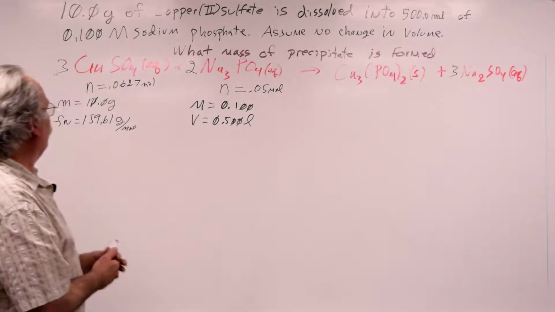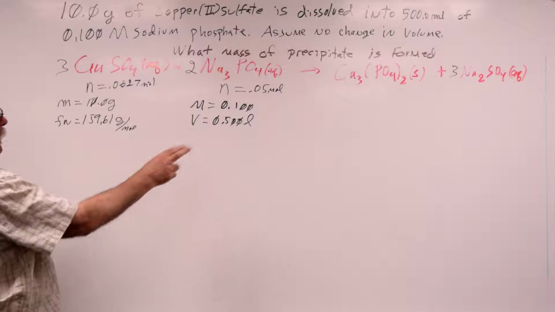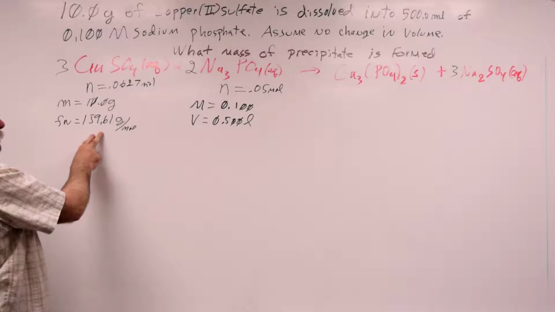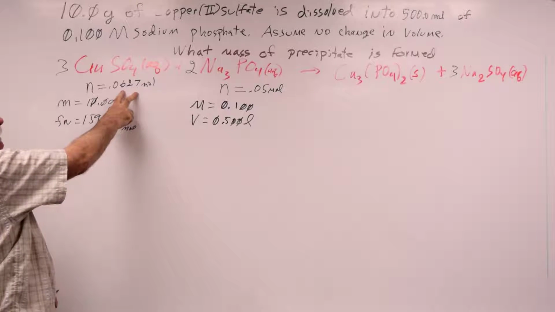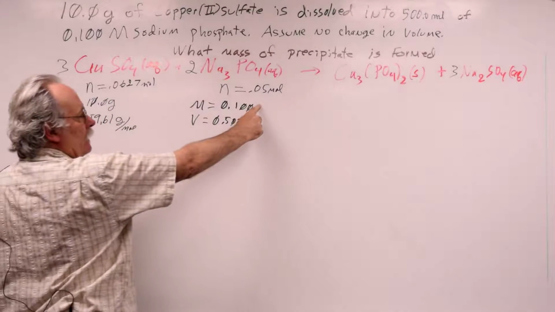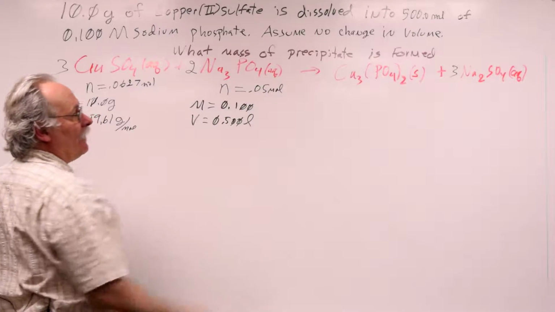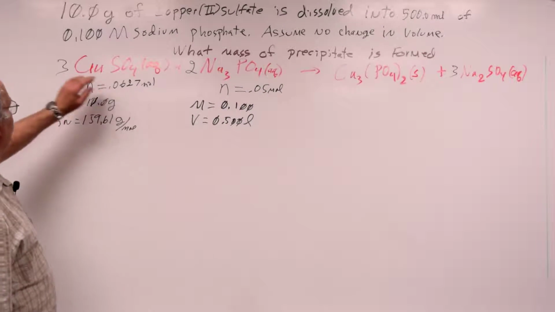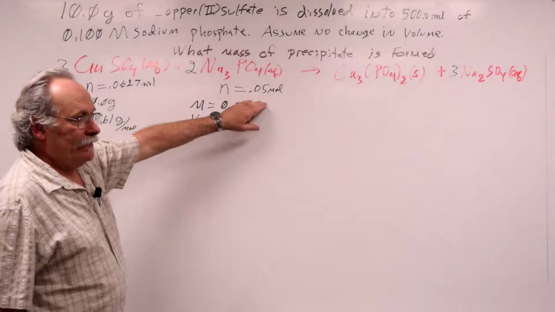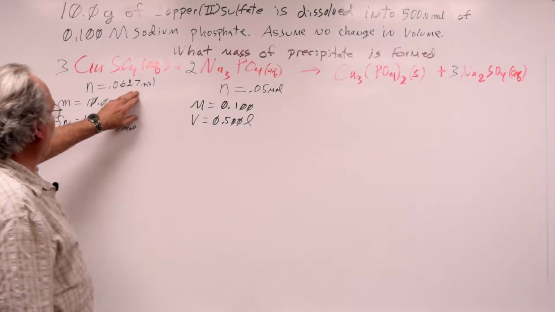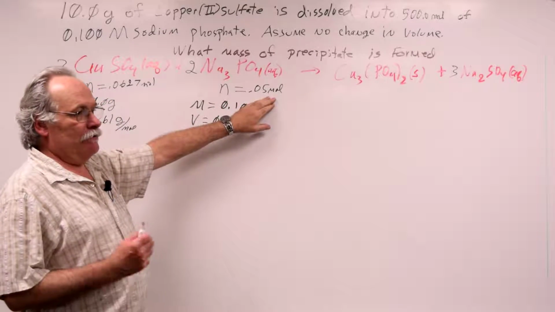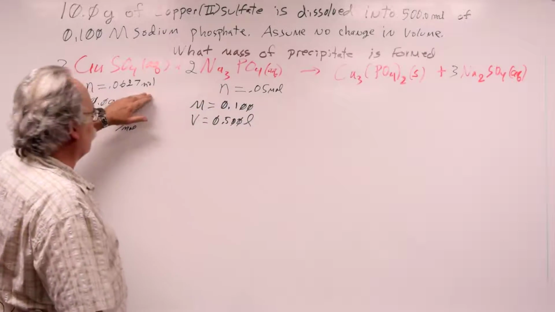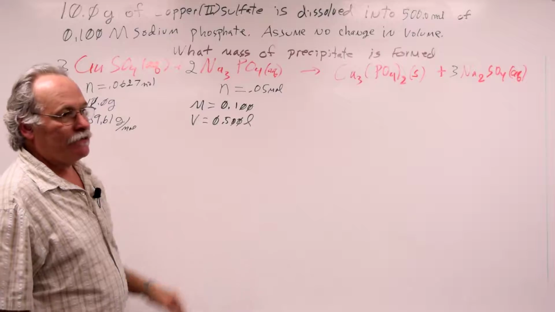So let's very quickly review how we calculated the limiting reagent. We took 10 grams divided by 159.61 grams per mole, and that gave us 0.0627 moles. We took the molarity times the volume, that gave us 0.05 moles. Then we divided this by 3. We divided this by 2. This divided by 3 was 0.0209. This divided by 2 is 0.025. So this was smaller, so this was the excess reagent.